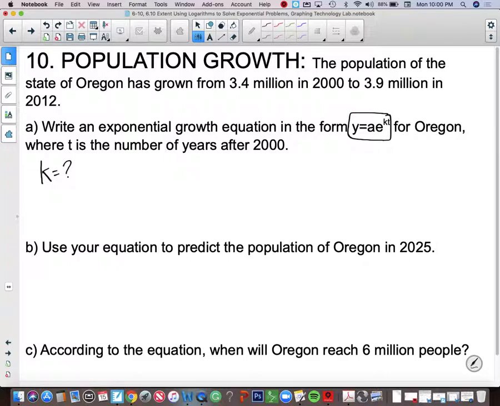So we have two values up above, 3.4 million in 2000. Let's call that our starting amount. Okay, that'd be my A. E to the kt, we don't know that. Let's throw a little bit more information in there.